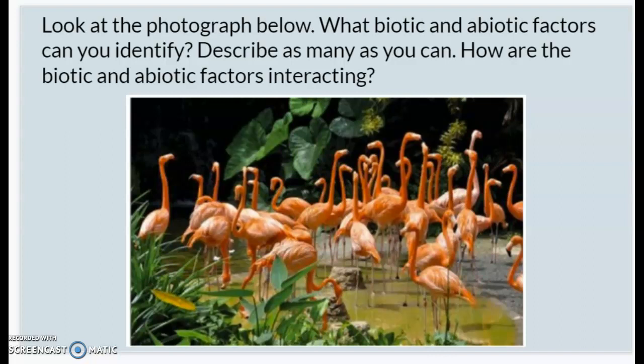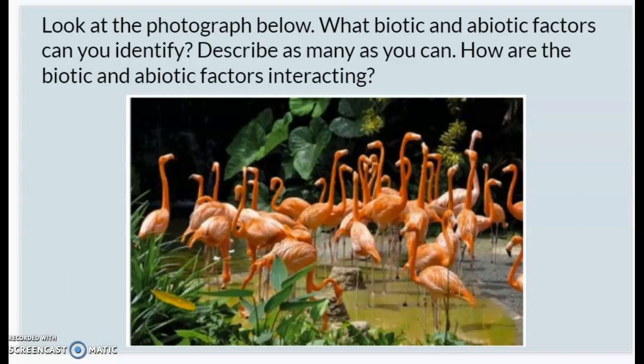So what I see as a biotic factor is the pink flamingos. I see plants. I see different grasses. For the abiotic factors, I see sunlight shining on them. I see the water that they're wading in. I see the dirt and mud. I can assume that it's probably a warm temperature.